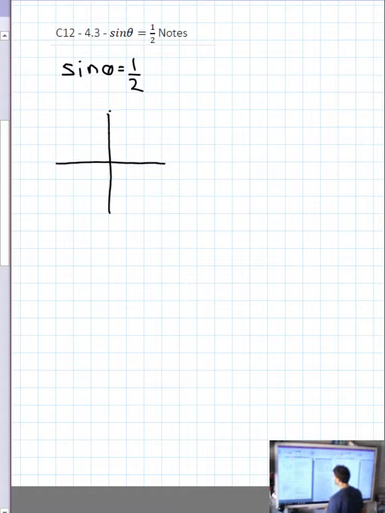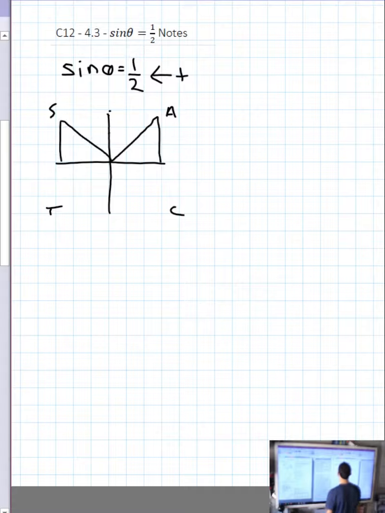And as you can see in the notes, I have all the English instructions, so I'm just going to be reading those. But if I draw my ASTC graph, and I know that sine is positive, that means I'm going to put two triangles where sine is positive, in the A and the S quadrant.